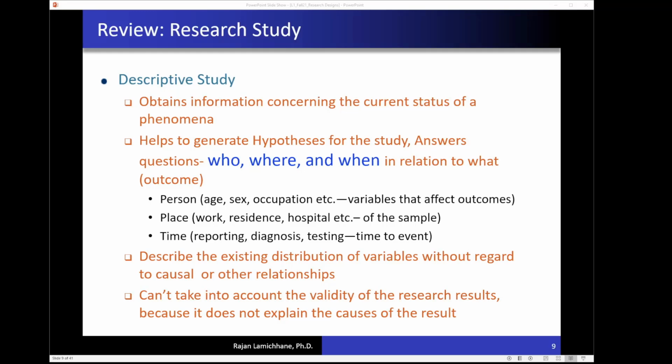And with a descriptive study, you cannot prove or disprove anything. It only shows you the trend, how the data looks, and it helps you to develop any kind of hypothesis, and it just describes a pattern, and you cannot draw any causal inferences based on a descriptive study.